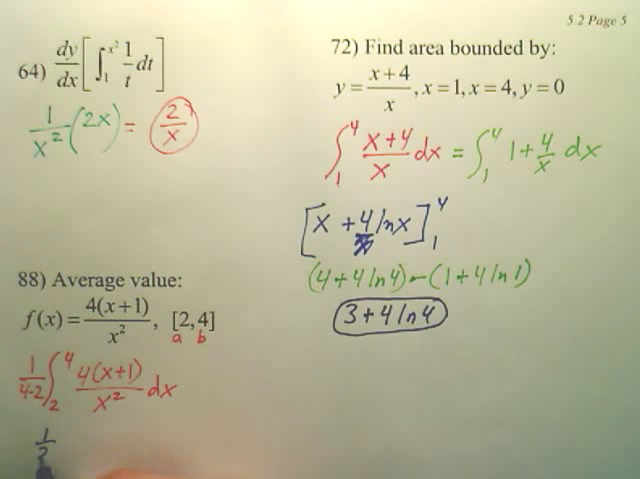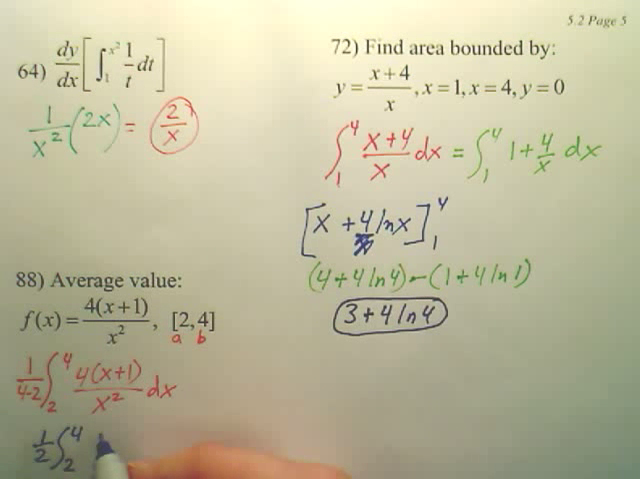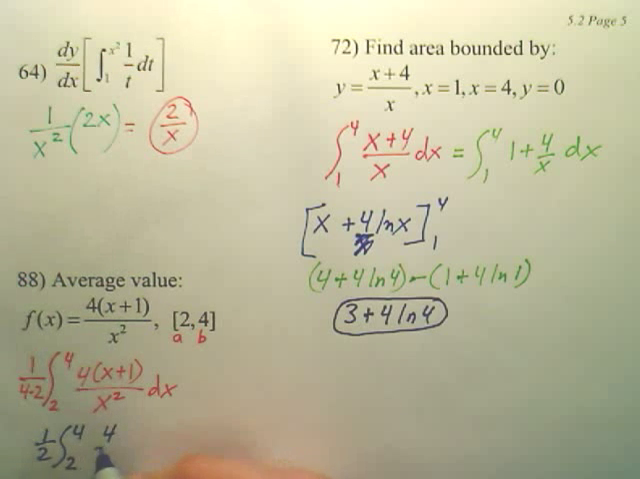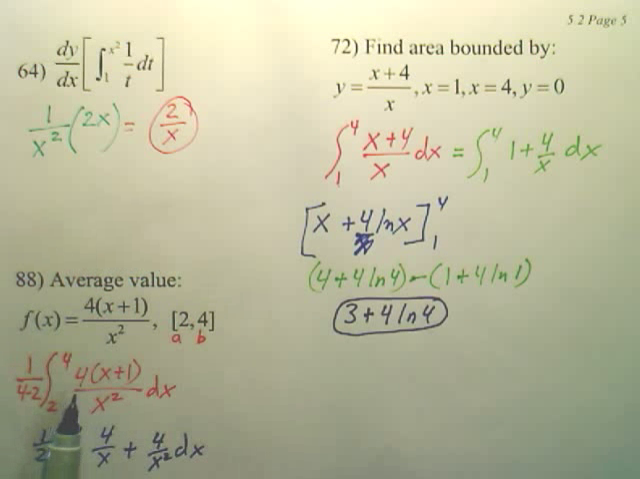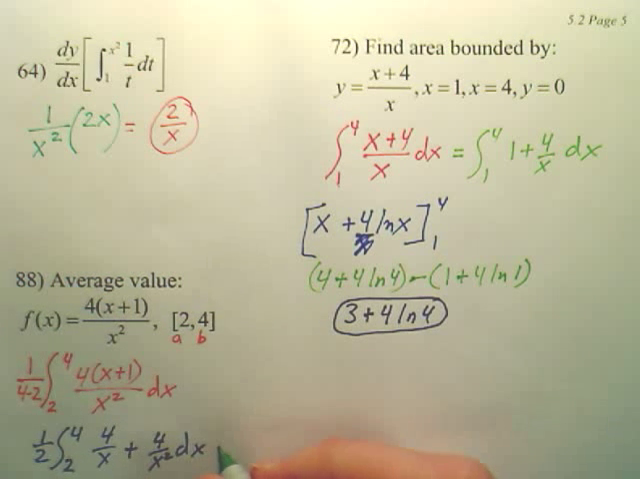And so basically you end up with 1/2 integral from 2 to 4. And then I would change this to 4 over x plus 4 over x squared dx. Now you might be confused how I did that, but I distributed the 4 and then I divided both pieces by x squared. The reason for doing that, I put the 1/2 here.